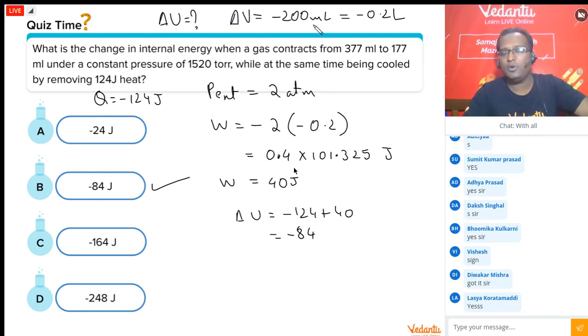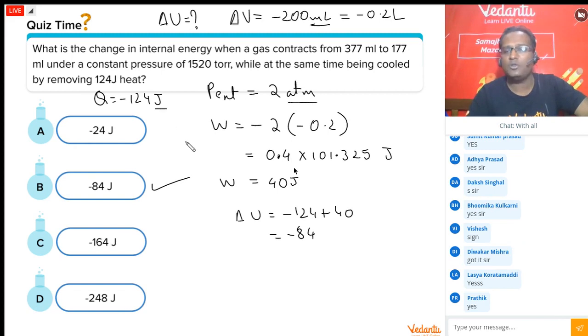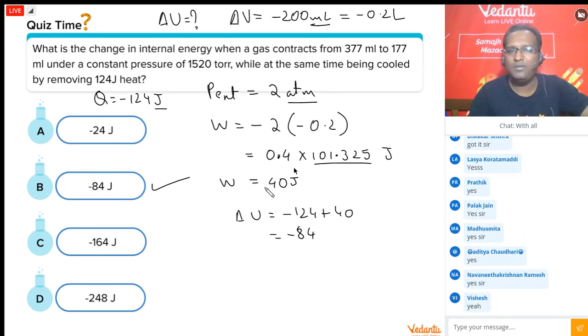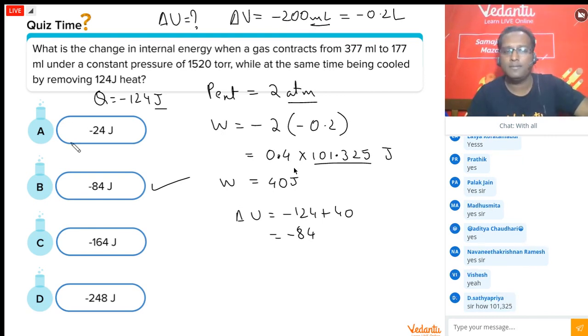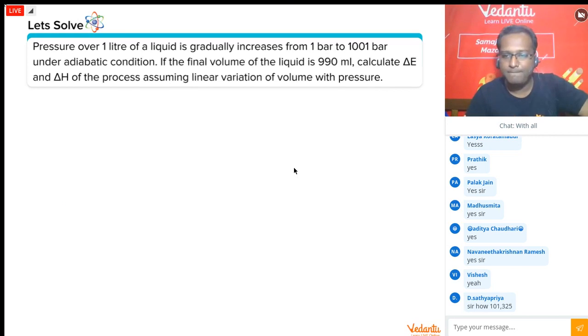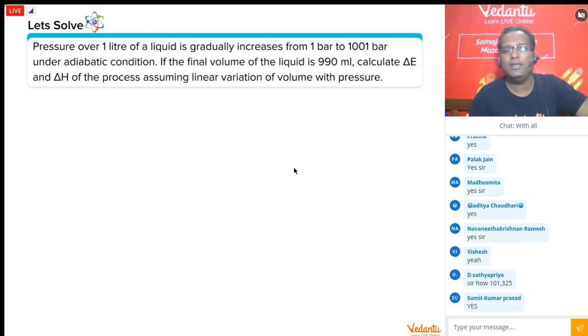Always write everything with sign and units. Did you notice I wrote here clearly ml? I wrote here atmosphere, I wrote here joules, because I know I will make mistakes in units if I don't write them. I will probably forget kilojoule to joule. So always write every number with sign and unit in this chapter. You will not go wrong easily. We discussed in the previous class that 1 atmosphere liter is 101.325 joules, or 1 bar liter is 100 joules.